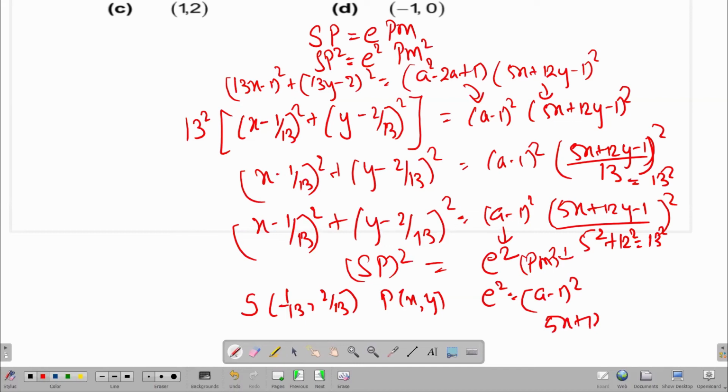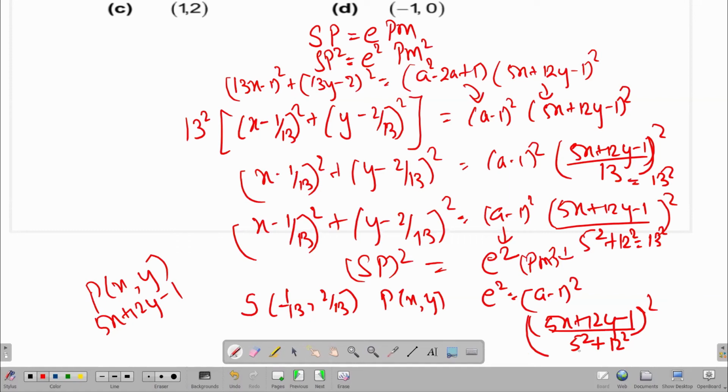And we can further check that (5x plus 12y minus 1) whole square is the distance between the moving point P(x, y) and the directrix 5x plus 12y minus 1. We can write the distance of a point as (5 into x, 12 into y minus 1) upon root of a square plus b square. Since here I have square, I just eliminate the root and I write this as 5 square plus 12 square, that is 13 square. So this part is my PM square.